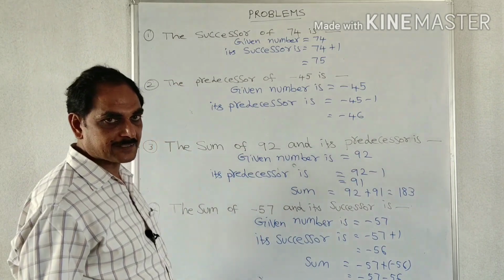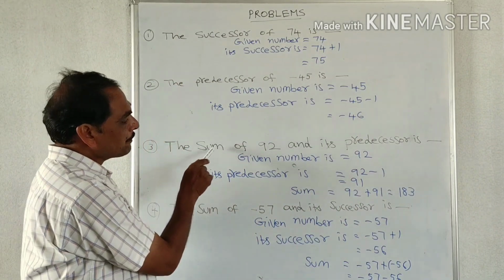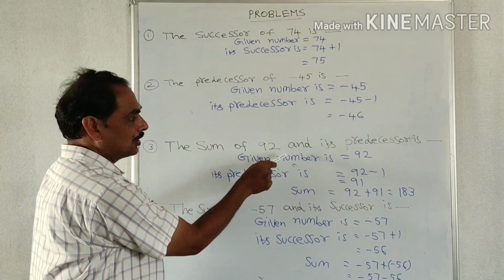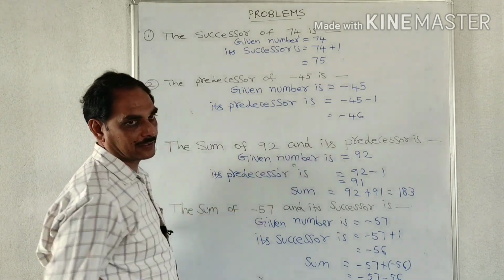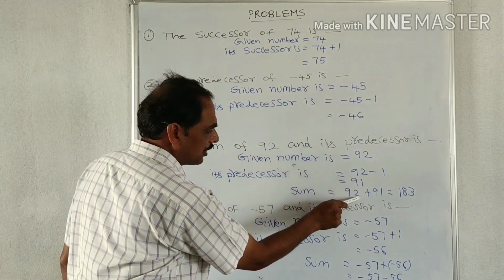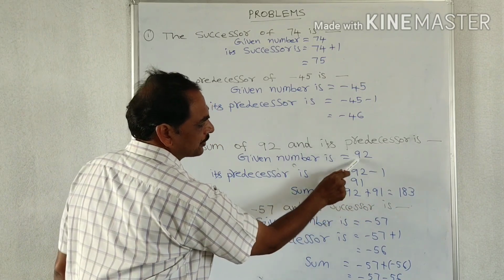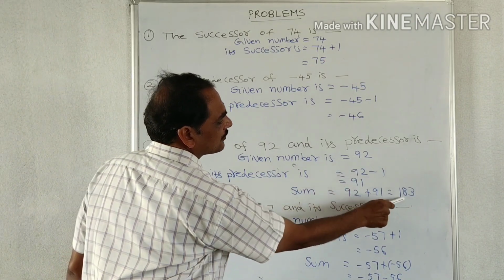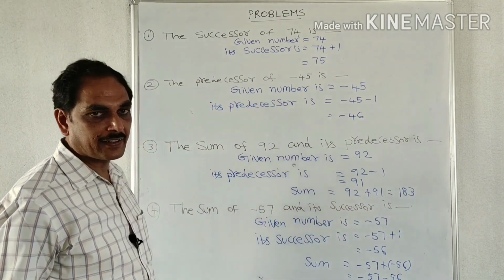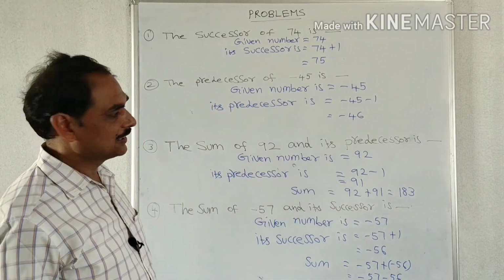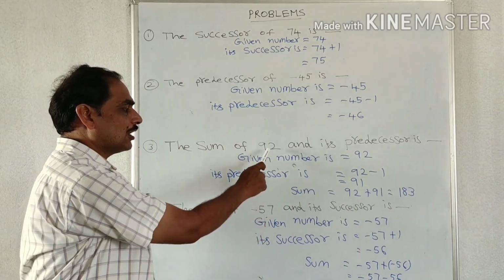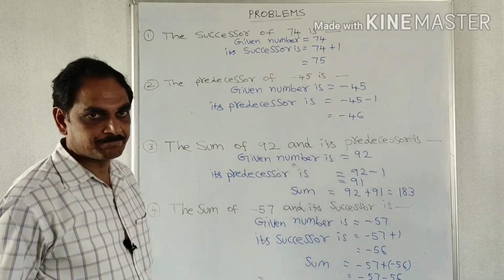But the problem is the sum of 92 and its predecessor. So 92 and its predecessor 91. The sum is 92 plus 91, which is equal to 183. This is the sum of 92 and its predecessor.